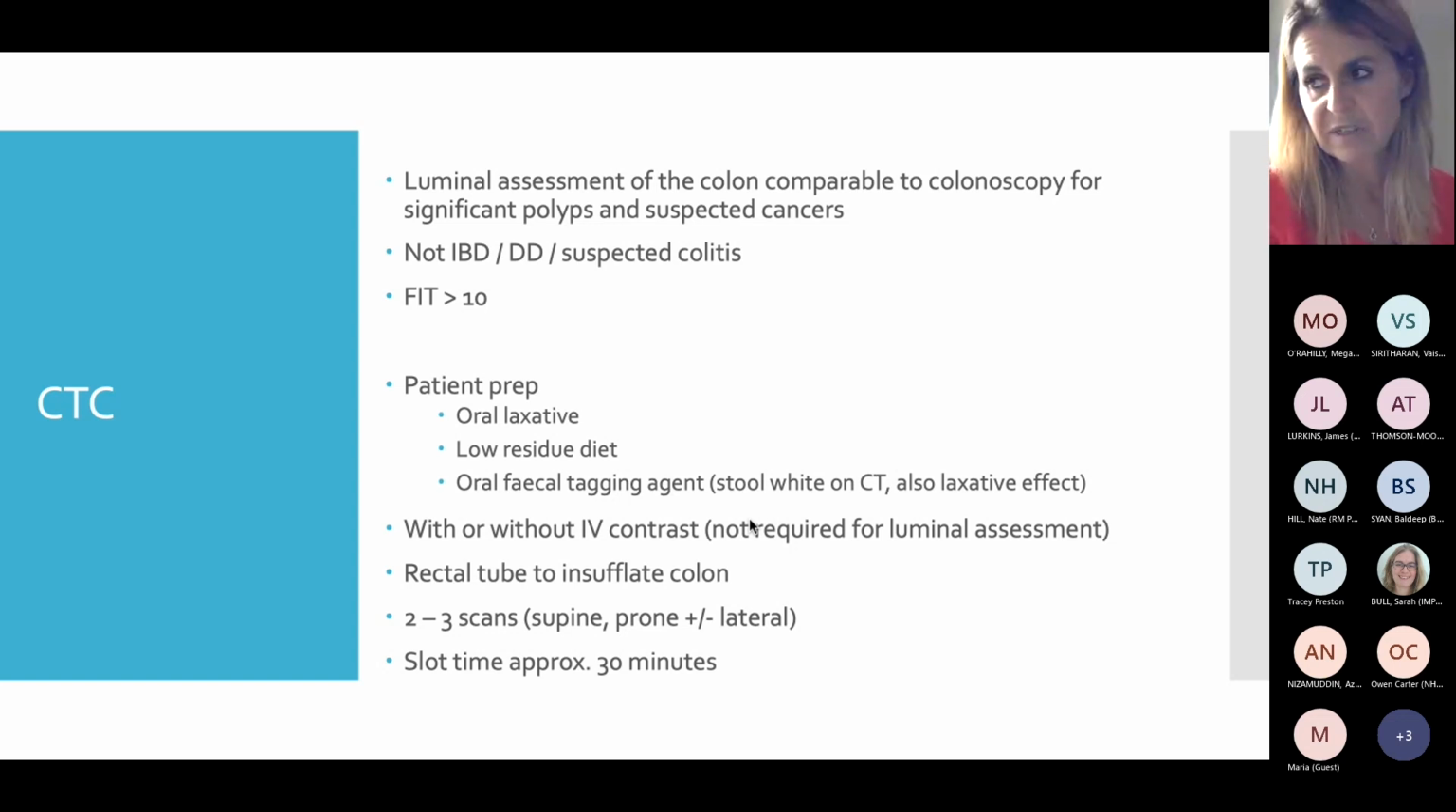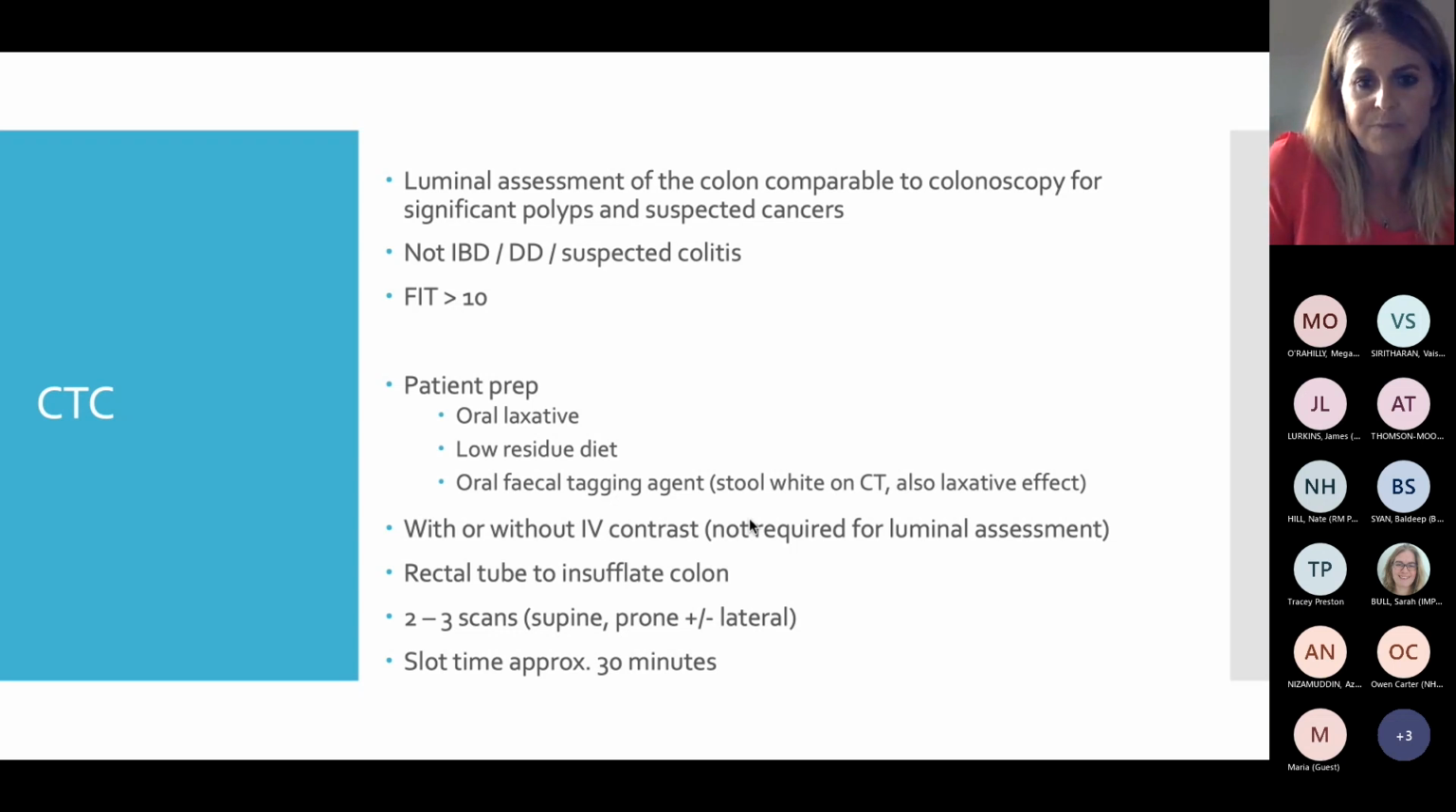When there's a lot of residue in one part of the colon, it's very difficult to see the wall clearly. So when you move them, the idea is that it all moves to the opposite side, and you can see that bit of the wall that you couldn't see before. And that's why we might do an additional scan, or if the insufflation is poor, we may do additional scans. So it's quite a lot of scanning time for the patient compared to a standard CT. The slot time would be 30 to 40 minutes as opposed to a 10-minute, 15-minute slot time for a normal CT. So it is a significant resource.